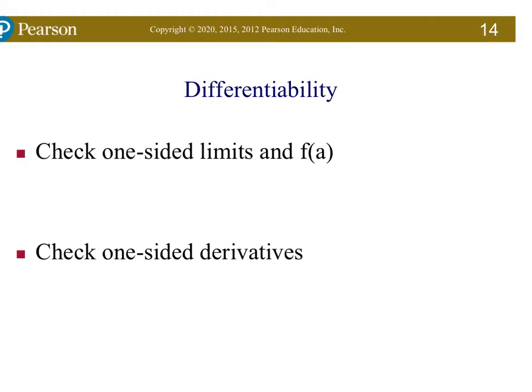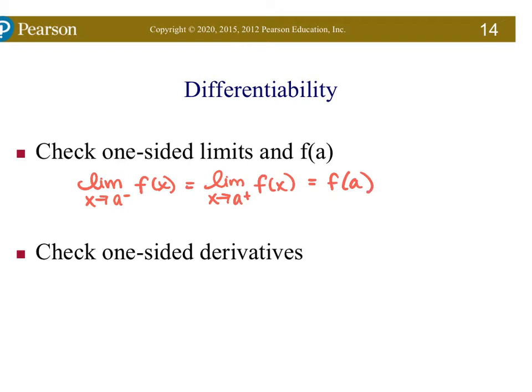So remember, when we checked our one-sided limits, we checked the limit as x approaches a from the left of f of x, and we had to check the limit as x approaches a from the right of f of x, and we also had to check the closed point f of a. And all three of those should have been equal to the same number, which we call the limit.